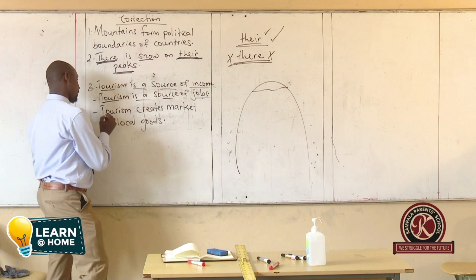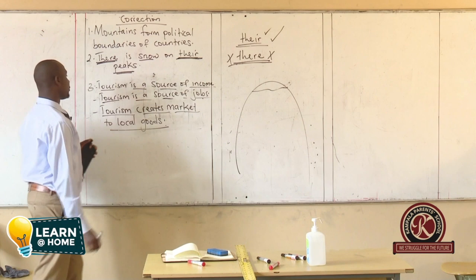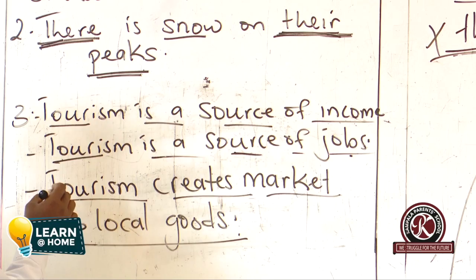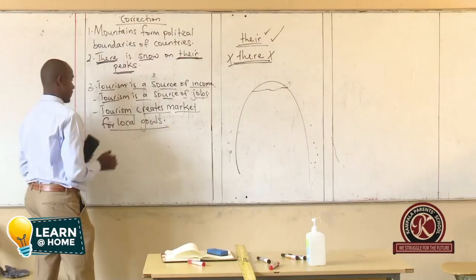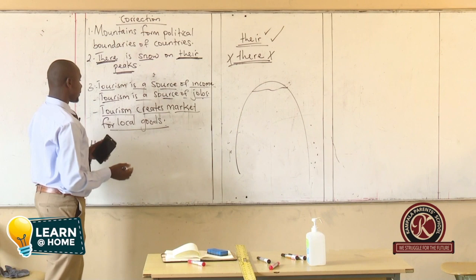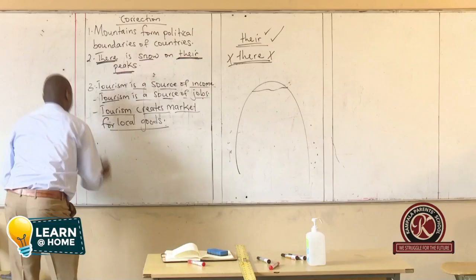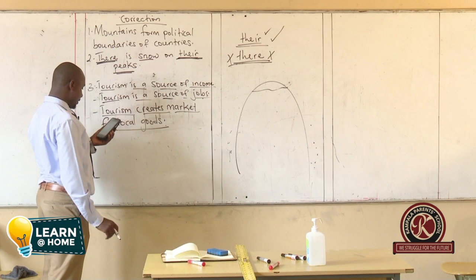Then tourism creates a market for local goods. There are people who make crafts. And I've just said there are foreign tourists or even local tourists who visit different places. They buy the crafts. Number four, the question is, mention any one social importance of mountains to people.